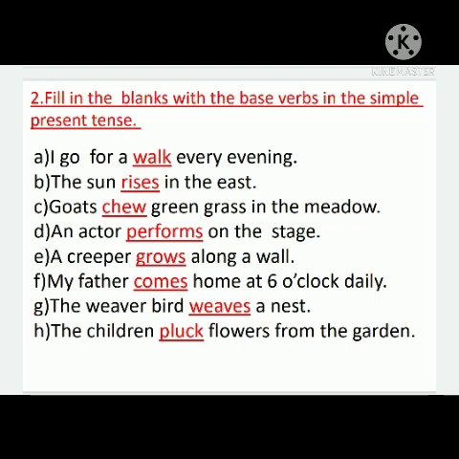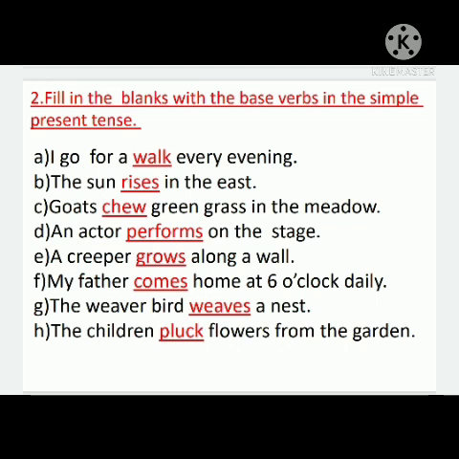Fourth one, an actor performs. Here we add s to the verb. An actor performs on the stage. An actor, which pronoun will come? He. The pronoun he will come, but for he, she, it, we have to add s or es to the verb. Okay. An actor performs on the stage.